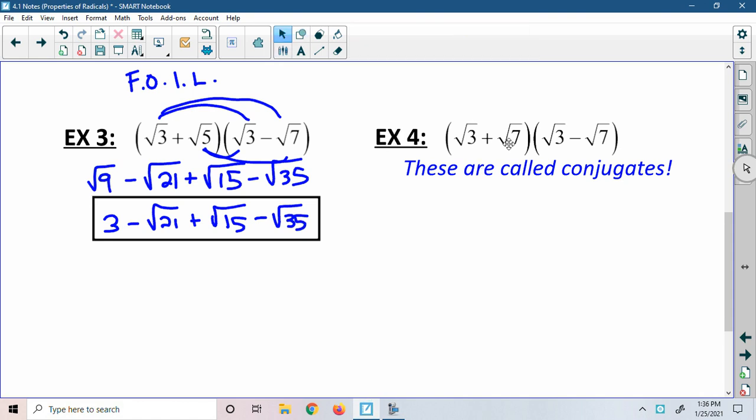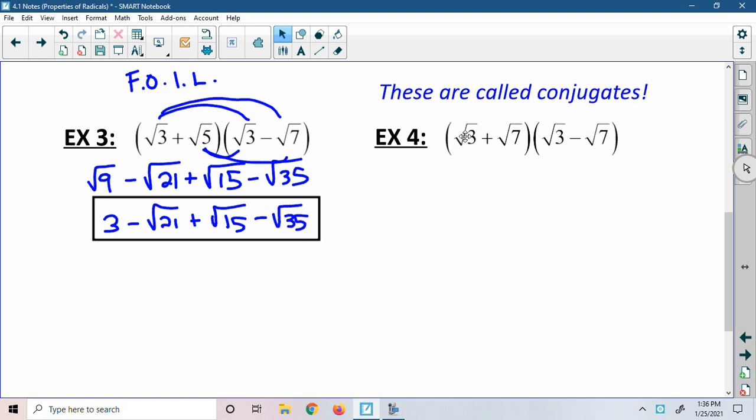Example 4, we've got square root of 3 plus 7 and square root of 3 minus 7. When you have something where all of the numbers are the same, but only the signs in the middle are changed, those are called conjugates of each other. So if you have some room to the side of your notes, you can make a little arrow. Those things are called conjugates. Conjugates are awesome when you multiply them together, and I'll show you why as we do it.